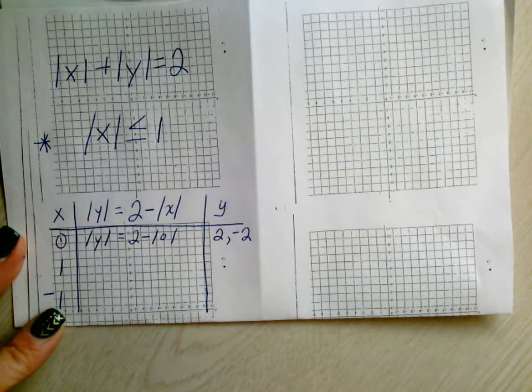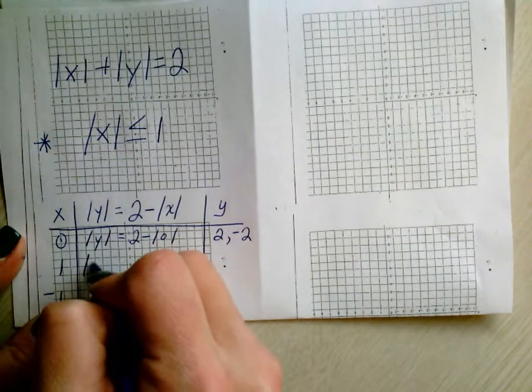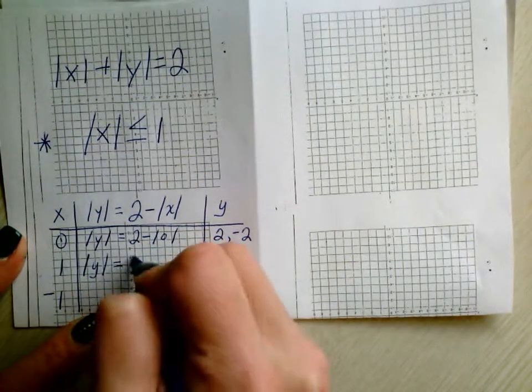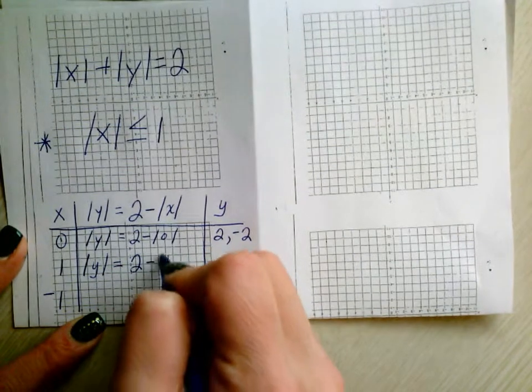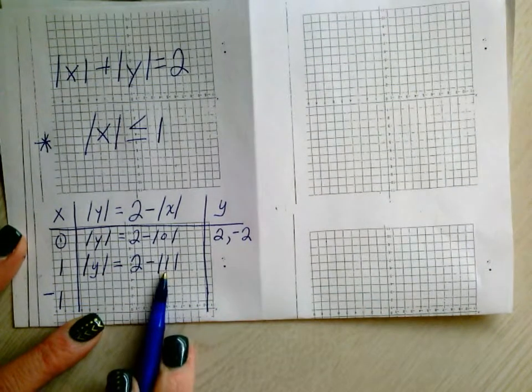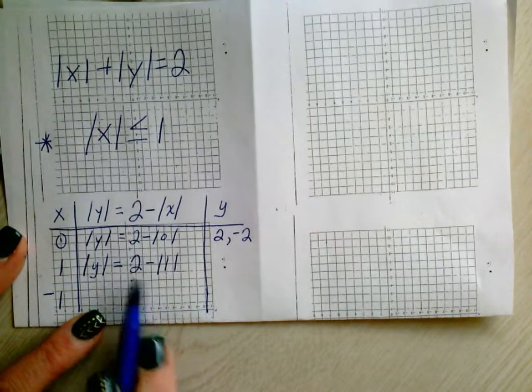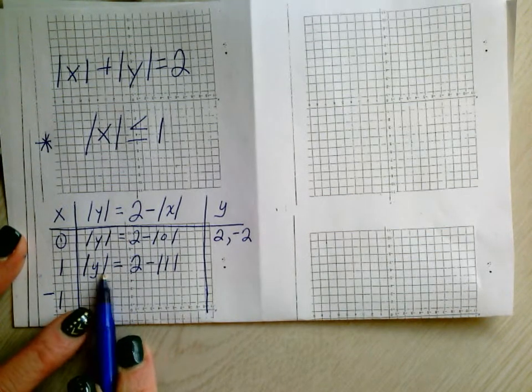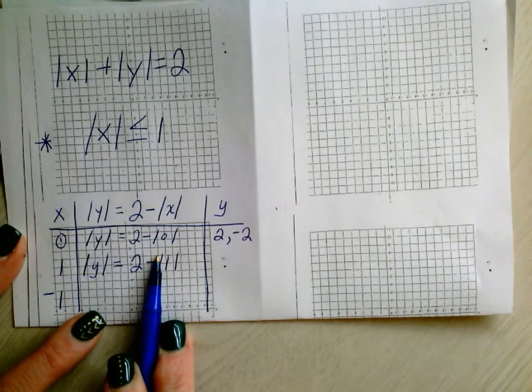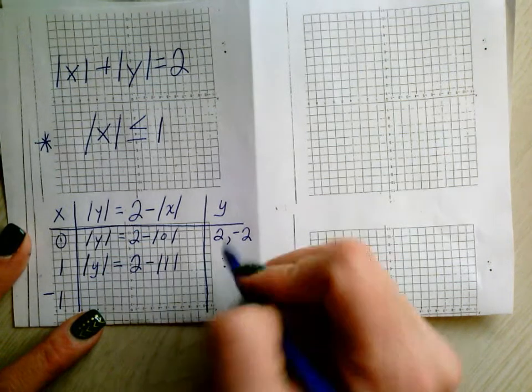Let's do the next one. Continuing to plug in. Y equals 2 minus the absolute value of 1, which is 1. 2 minus 1 is what? So the absolute value of y is 1. What two numbers can produce an absolute value of 1?